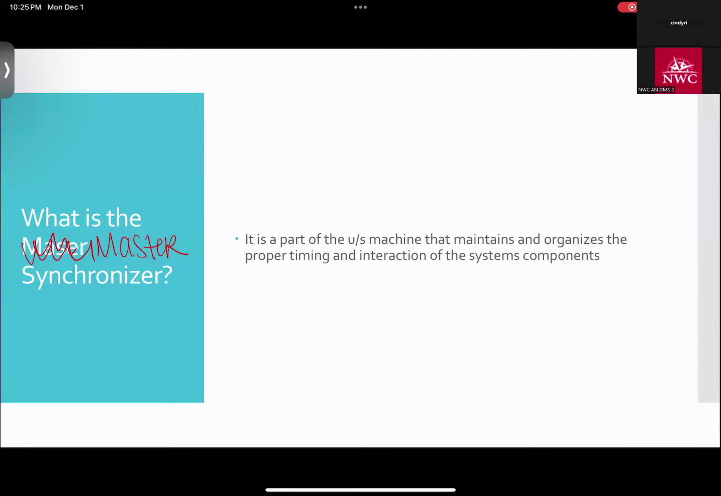One of the SPI questions is they're going to ask you what the master synchronizer is. Well, even just like master synchronizing, to synchronize something means to make sure everything comes together collectively and works harmoniously, right? And so it is what organizes all of the proper timing and interaction of the various parts of the machine. So even if you've never heard of Master Synchronizer, it kind of sounds like a fake piece of the machine. It is not. It is a real component of the ultrasound machine.